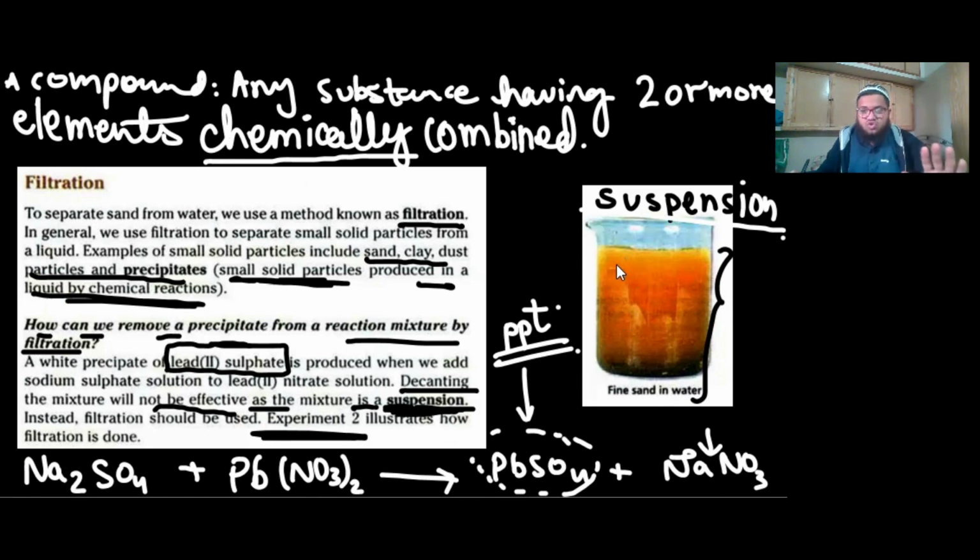I just told you how filtration is done, why filtration is done, and why decanting can't be done. The type of mixture on which decanting cannot be done is called a suspension. Now we are going to look at the technique that can be used to separate out a suspension in the next video, that is filtration. So stick around.